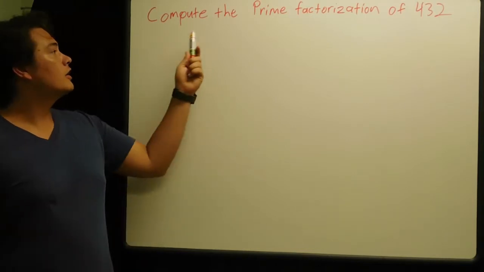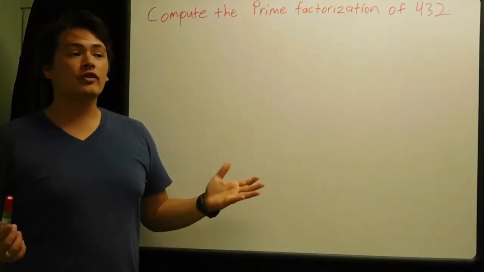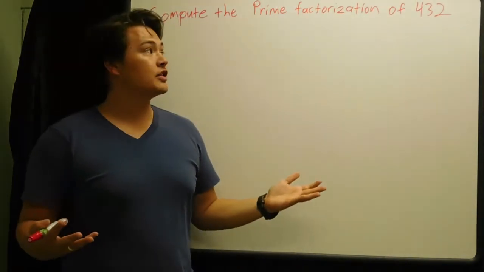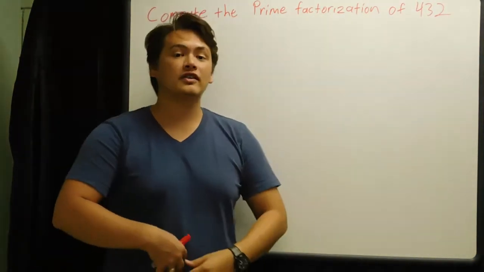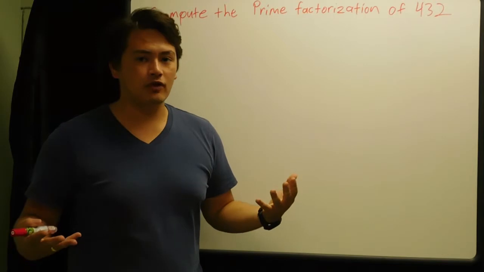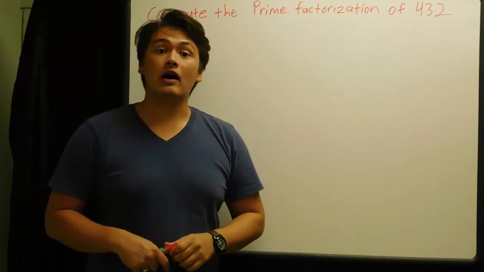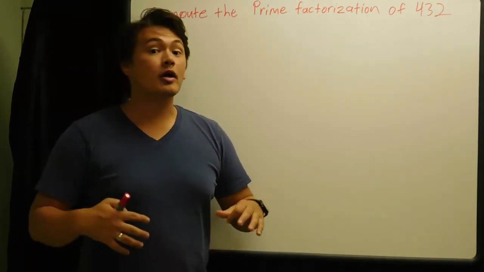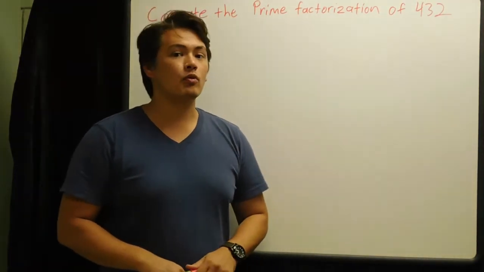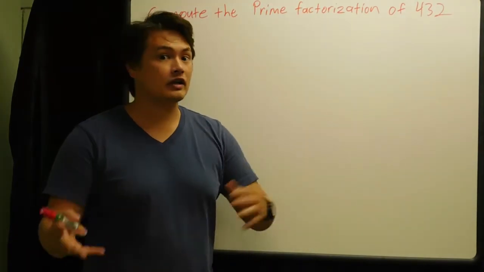This question is asking, compute the prime factorization of 432. Before we start this problem, let's understand what a prime factorization is. A prime factorization is when you take a number and you break it down to its bare bones, to where it can't be divided any further. When you do your prime factorization, the numbers that are going to come out are prime numbers. Prime numbers are numbers that can't be divided other than by 1 and the number itself. So for example, 1 can only be divided by 1 and 1. 2 can only be divided by 1 and 2.